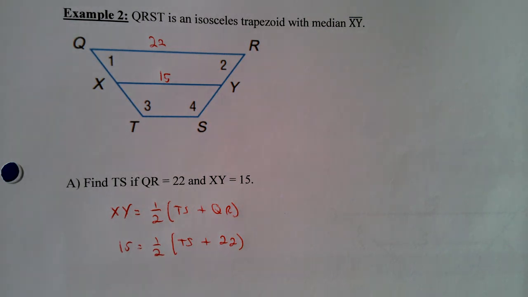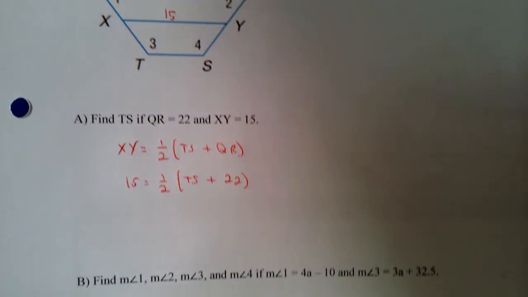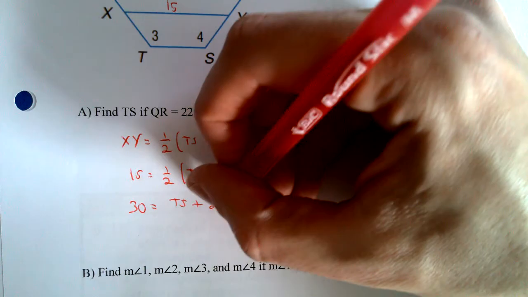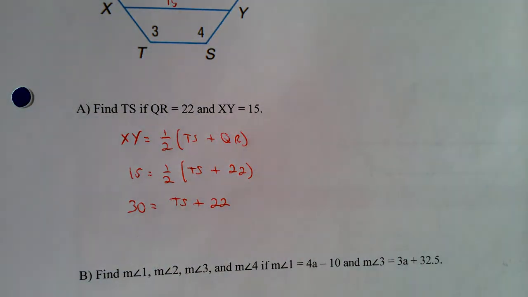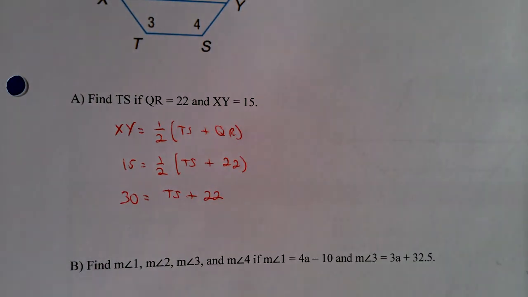What I would do now is just multiply each side by 2 to get 30 equals TS plus 22. And then subtract 22 and you get TS equals 8.